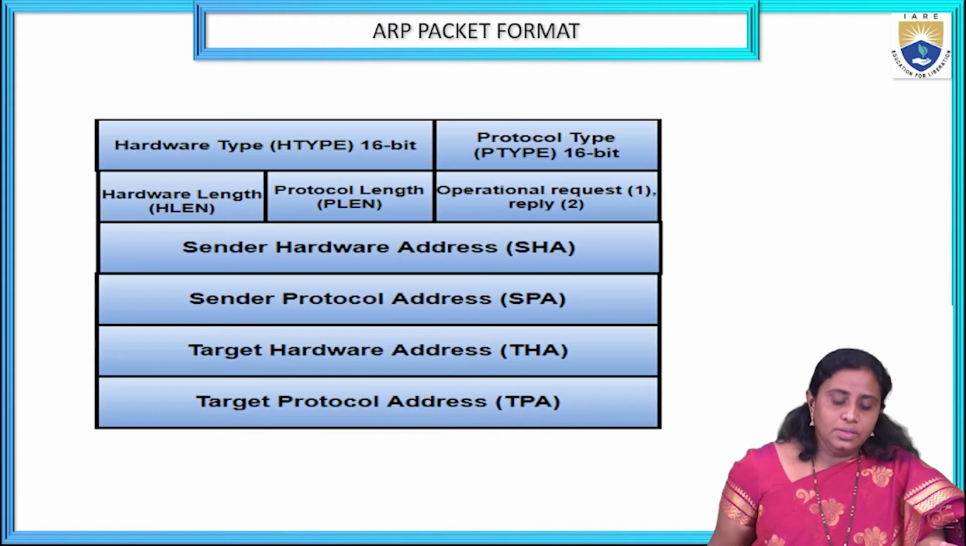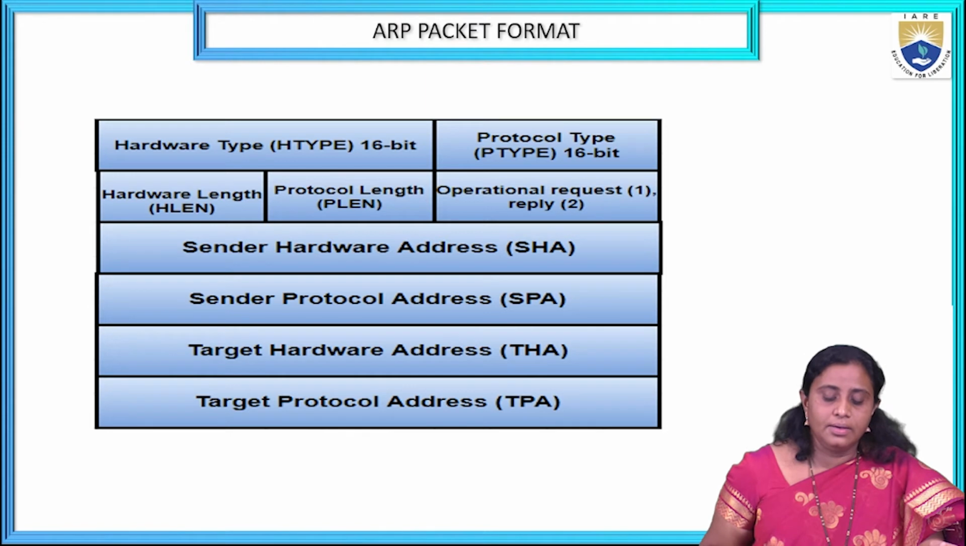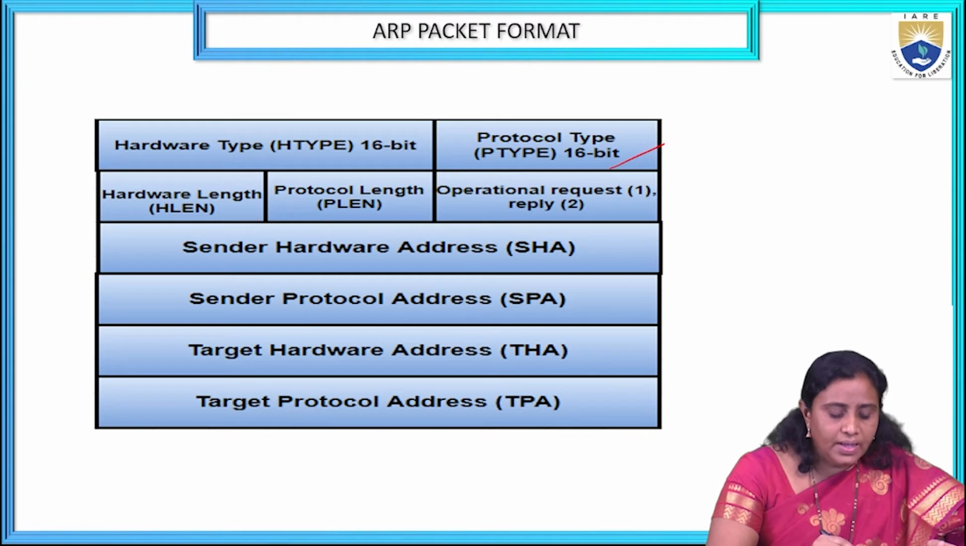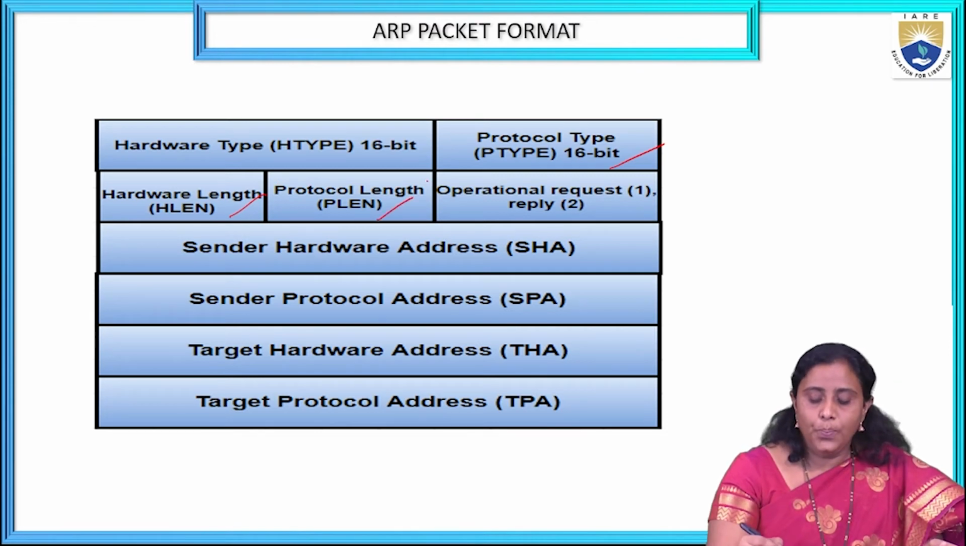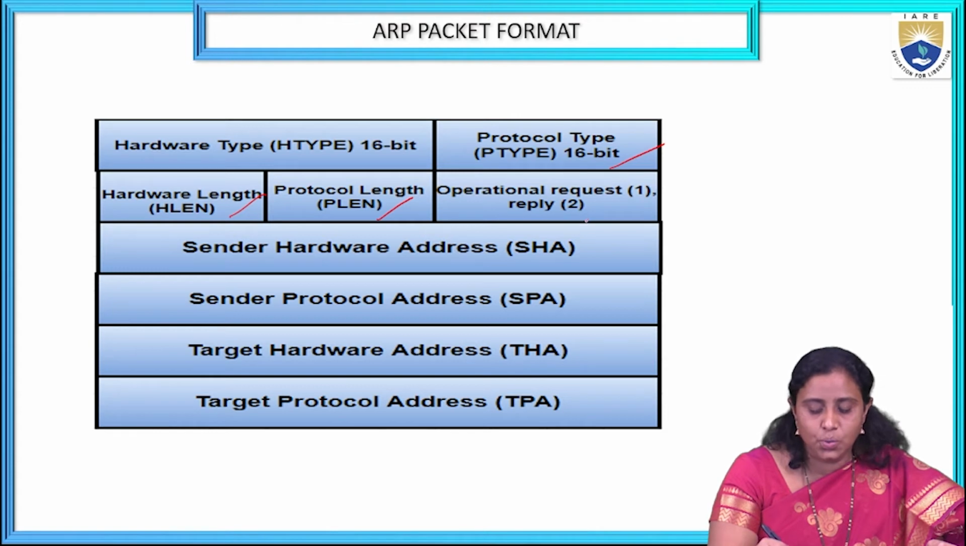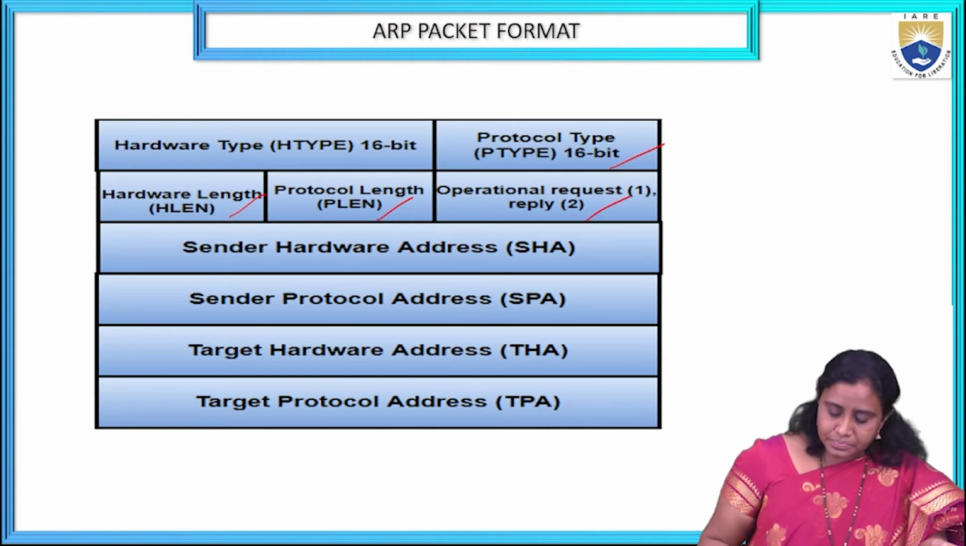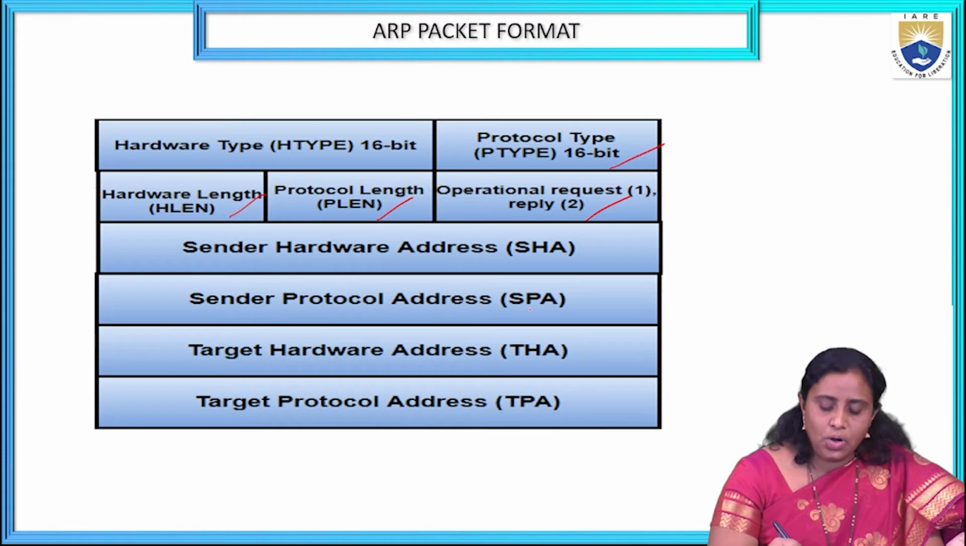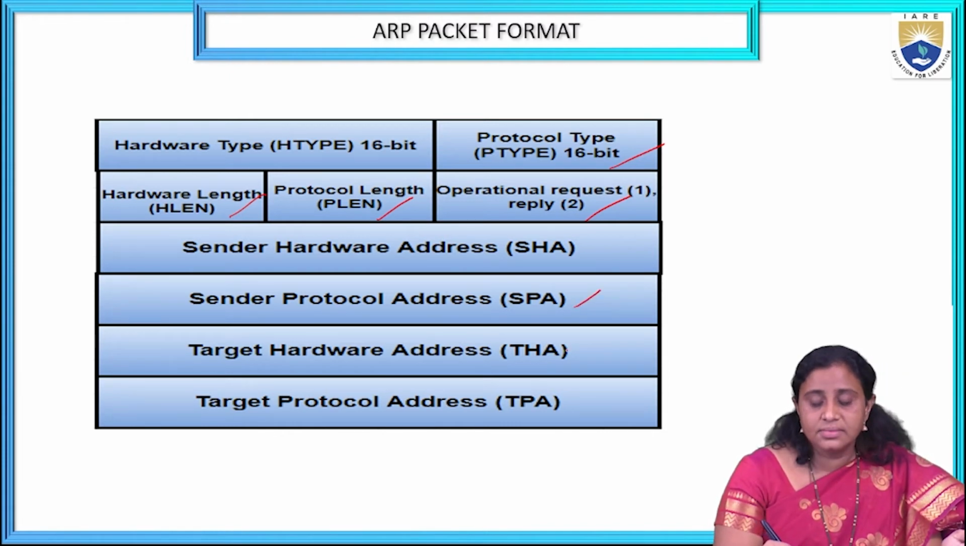In the given figure of the ARP packet format, the hardware type is 16 bits, and besides that, the protocol type is also 16 bits. Next, the hardware length, commonly called HLEN, the protocol length, PLEN, and the operation field: request is 1 and reply is 2. Then the sender hardware address, in short SHA, the sender protocol address, SPA, the target hardware address, THA, and the target protocol address, TPA.